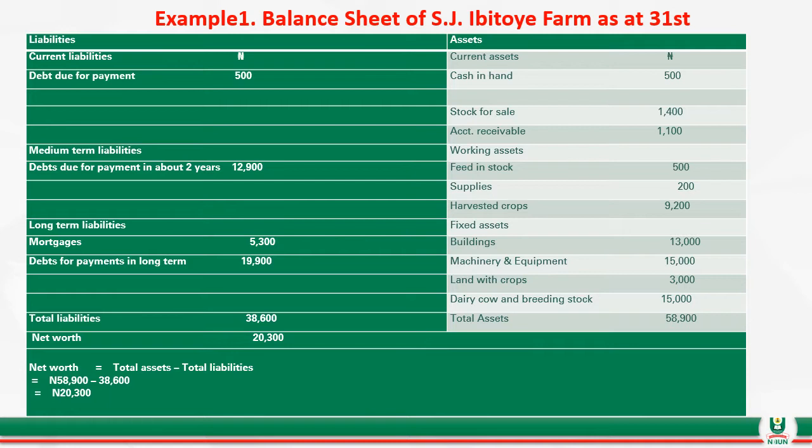So our net worth is equal to total assets minus total liability. That is 58,900 Naira minus, as seen here on the left hand side, 38,600 Naira. We now have a sum of 20,300 Naira as our net worth.